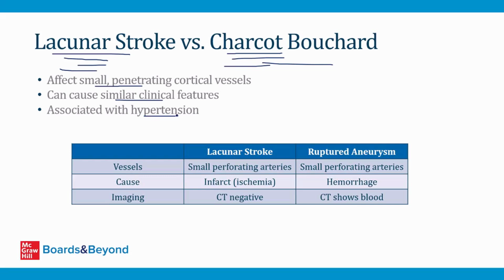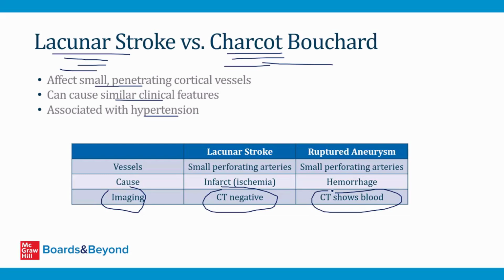So in terms of board questions, if you see a patient described as having symptoms related to ischemia of deep cortical structures, it could be a lacunar stroke or a Charcot-Bouchard aneurysm that has ruptured. The only way you're going to tell those two apart is by imaging. On imaging, a lacunar stroke usually presents with a negative CT scan or normal CT scan. In contrast, if you have rupture of a Charcot-Bouchard aneurysm, CT is very good at identifying blood, and it will show blood in those deep cortical structures.